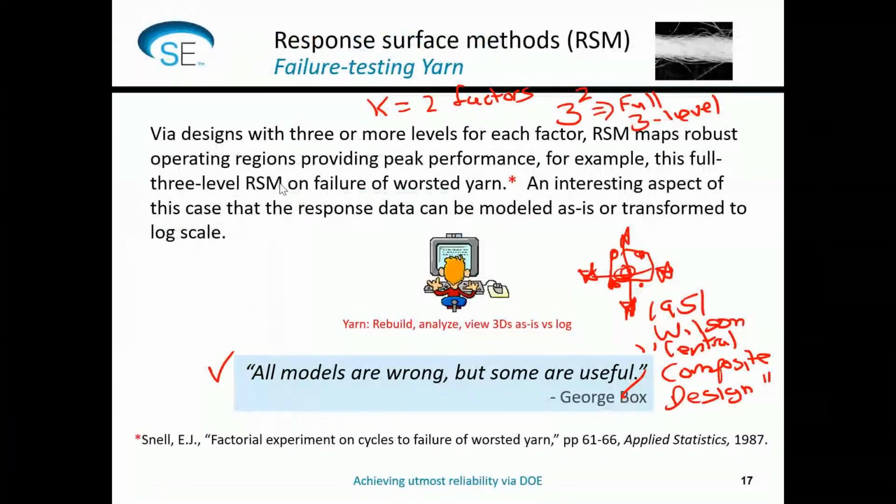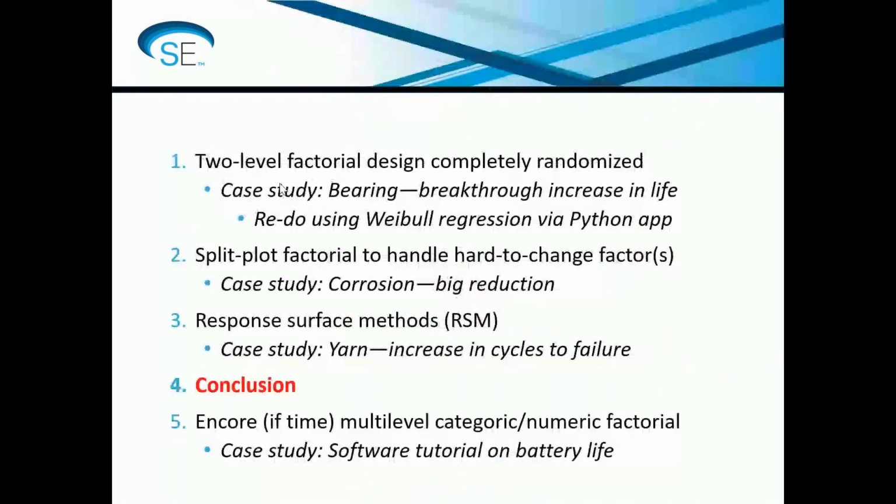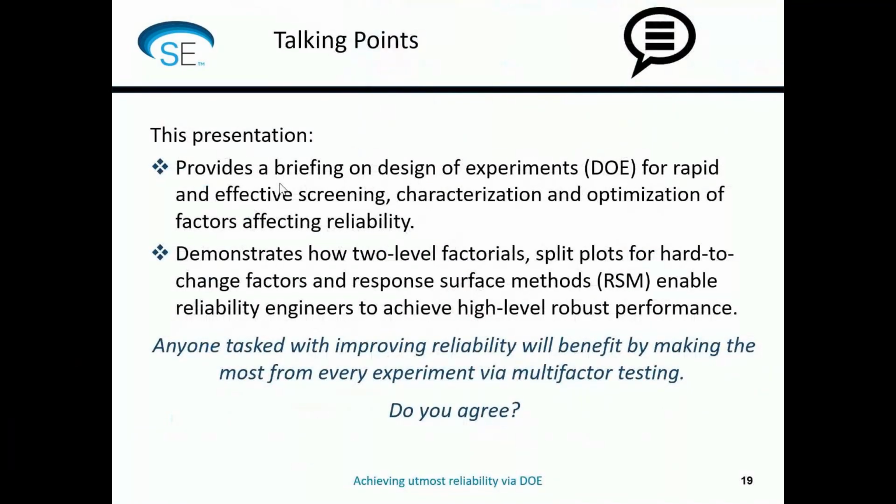Okay, so that's an example of, and I think it does relate to reliability because we're talking about failure of basically a part, which is yarn. And so this demonstrates the application of response surface methods. Okay, so now in conclusion, I hope that this presentation did provide a good briefing. I know a number of the people that are attending, for example, Rebecca as a statistician and others are perfectly familiar with this, but maybe it's something that you could pass along to people within your organization, whether they're, quote unquote, reliability engineers or not.